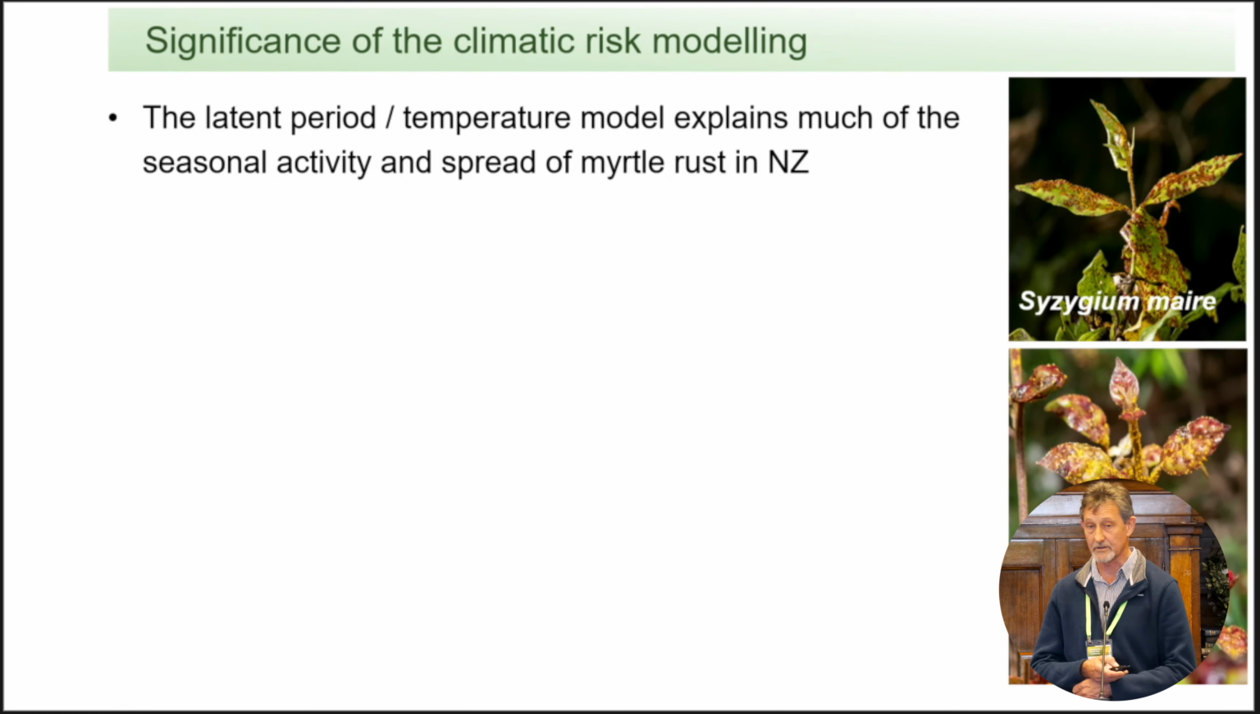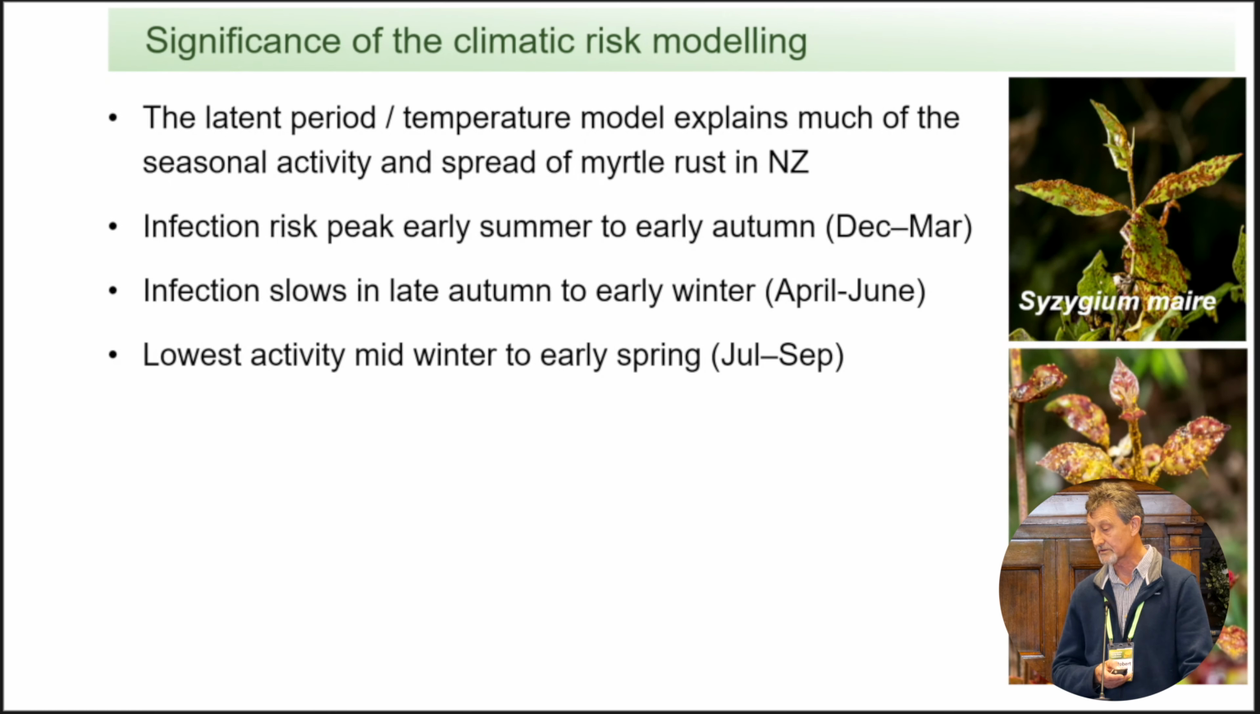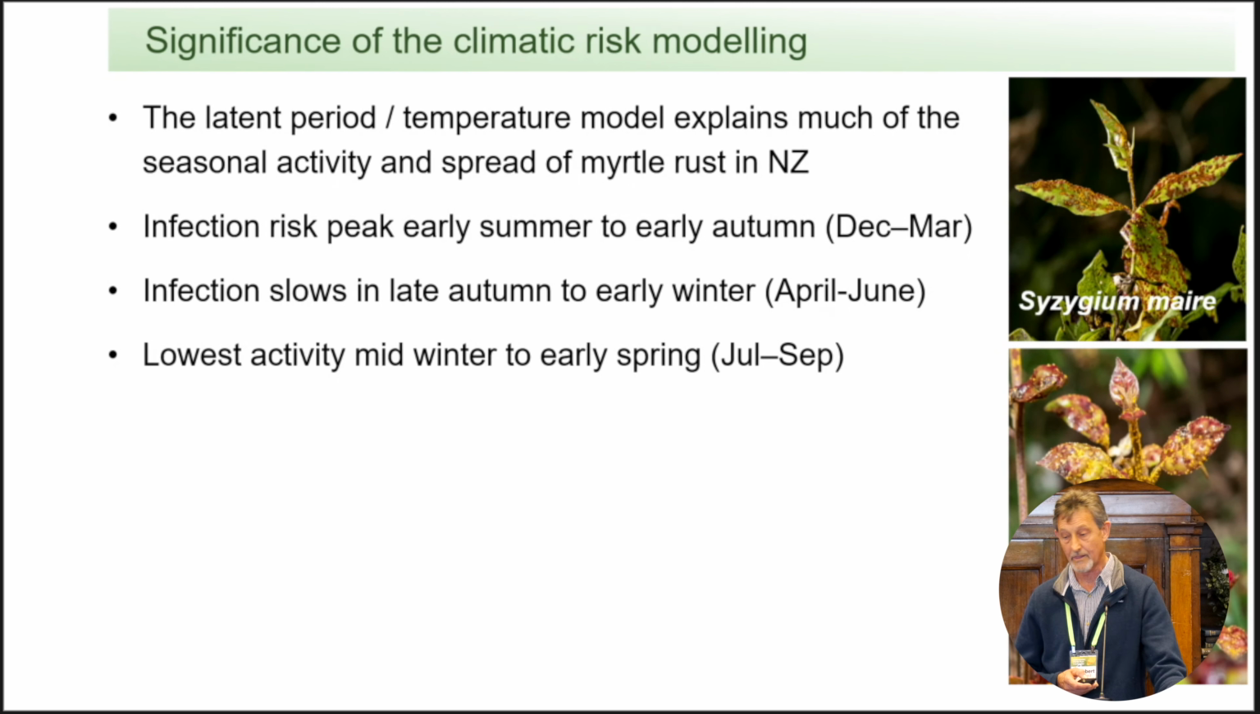I've got a couple of photos in there just for decoration, really, of Syzygium maire and Lophomyrtus bullata, two of our most susceptible species. The latent period temperature model explains much of the seasonal activity and spread of myrtle rust in New Zealand. Infection risk peaks in early summer to early autumn, that's December to March. Infection slows in late autumn to early winter, April to June. And the lowest activity is midwinter to early spring, so there's a bit of a lag really in terms of the meteorological conditions in relation to the time of minimum myrtle rust activity.